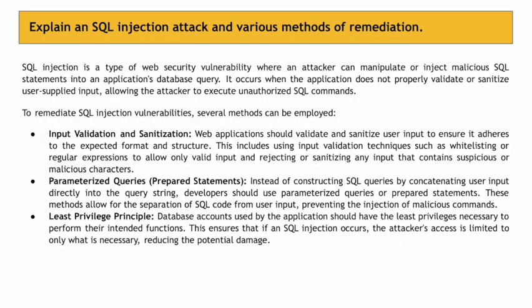Next question: explain an SQL injection attack and various methods of remediation. SQL injection is a type of web security vulnerability where an attacker can manipulate or inject malicious SQL statements into an application's database query. It occurs when the application does not properly validate and sanitize user supplied input, allowing attackers to execute unauthorized SQL commands. To remediate SQL injection vulnerabilities, several methods can be employed.